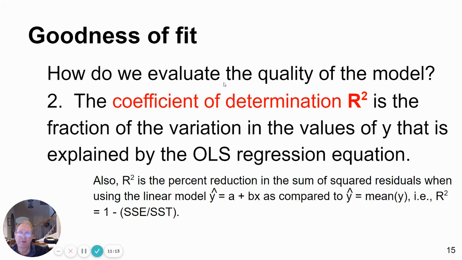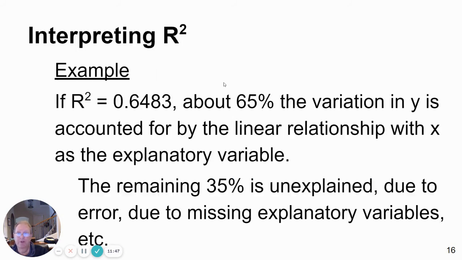Another thing we do to check the goodness of fit is to look at the coefficient of determination, R squared. This is interpreted as the fraction of the variation in the values of Y that is explained by my least squares regression equation. Another way of interpreting it is that R squared is the percent reduction in the sum of squared residuals when using the linear model to predict outcomes as compared to using the mean of Y to predict outcomes. So those are two interpretations of our coefficient of determination, R squared.